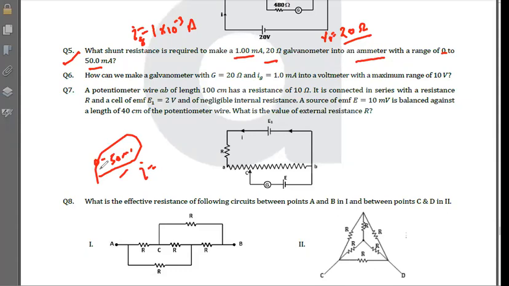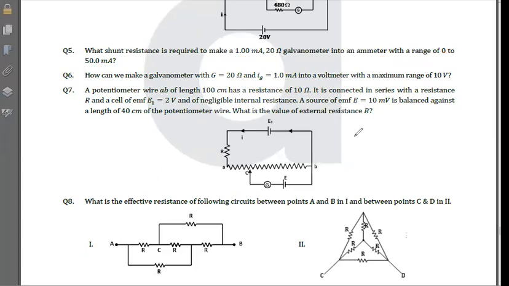Tell me one thing, what do we need to do? I hope all of you remember this concept: if you want to change any galvanometer into an ammeter, what do we need to do? We add a shunt, yes or no? What is the formula for the shunt? Shunt is equal to IG divided by I minus IG into RG. I hope all of you remember this. Raise your hand.